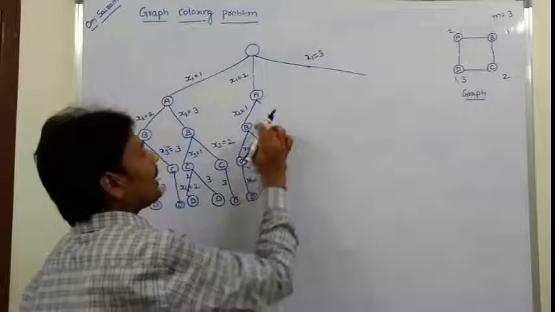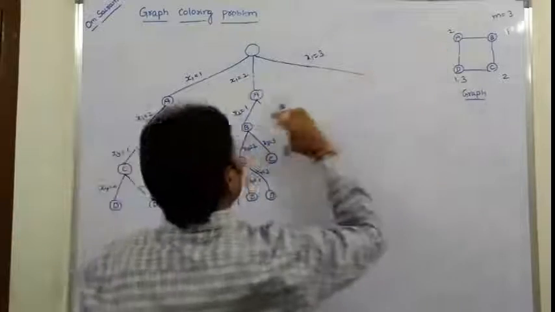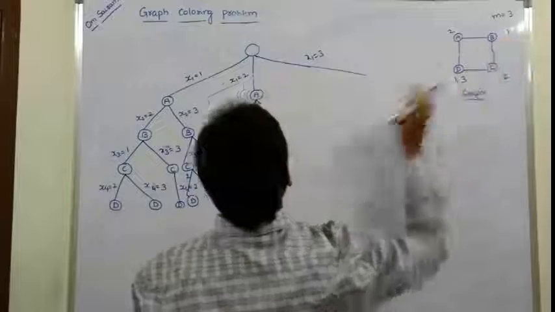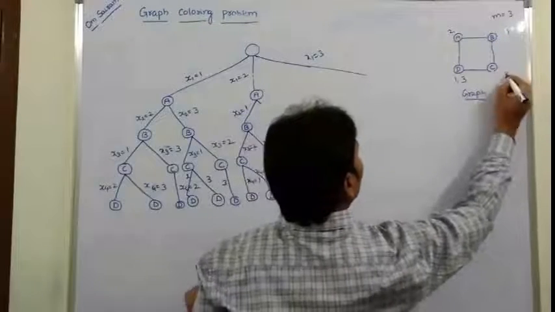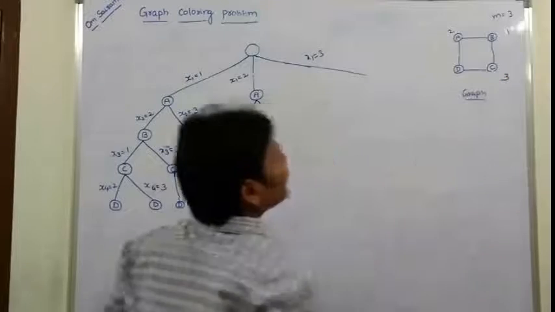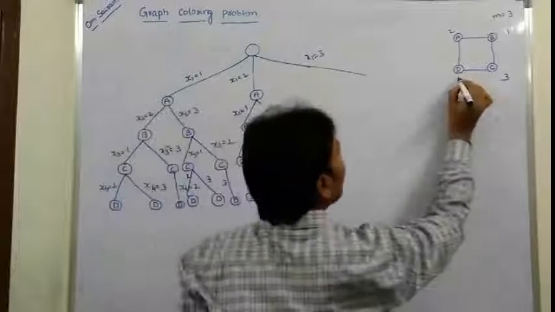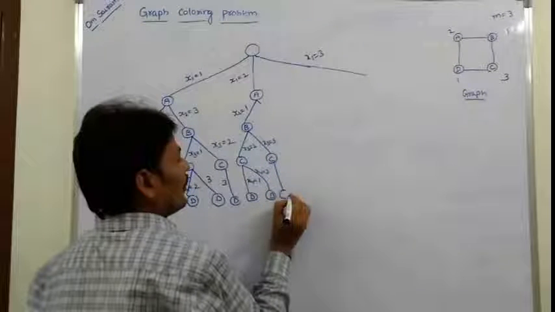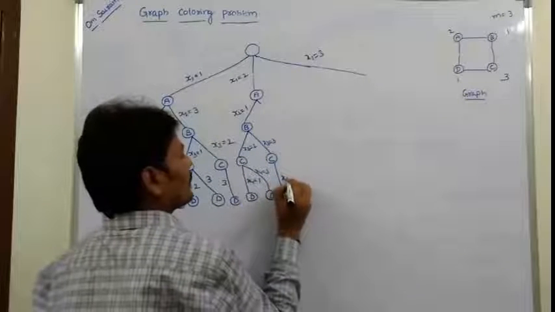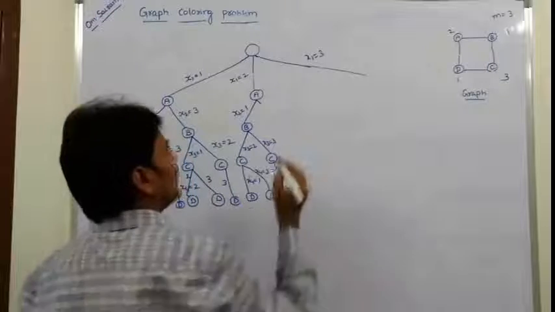Now we have to backtrack. Vertex A is filled with the second color. Vertex B is filled with the first color. Vertex C is filled with the third color. What is the possible color we are using for vertex D? It is only 1. x4 is equal to 1.